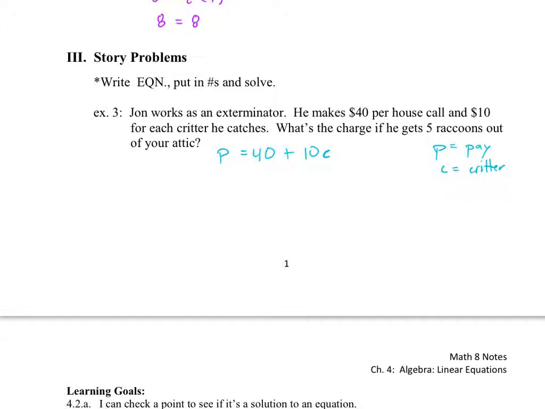So now we just substitute. We don't know P, we're still trying to figure that out. So 40 plus 10 times 5. C equals 5 because he got 5 critters. So we're substituting now. So what's my first step? 10 times 5 is 50, plus 40. Why can't we just write 90? I knew it right off.